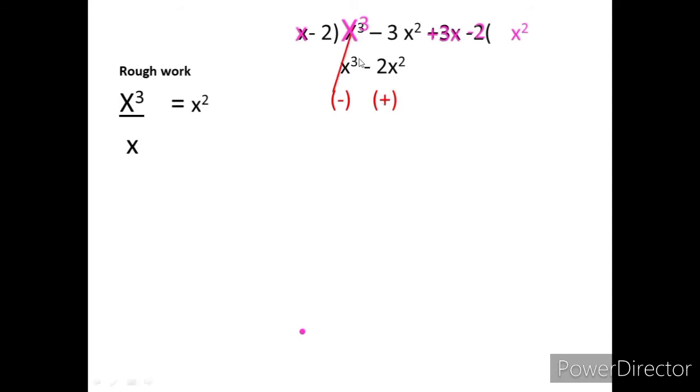Here what happens? x cube minus x cube should be cancelled. Then here you have minus 3x square and plus 2x square. Here you take the plus sign only. You forgot this one. You have to consider plus only. Therefore, minus 3x square plus 2x square gives how much? Can you guess? It is nothing but minus x square.